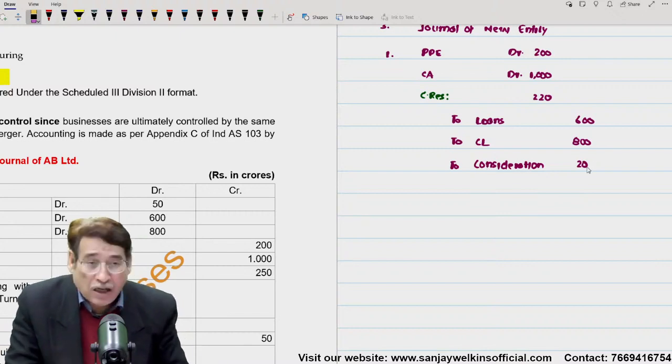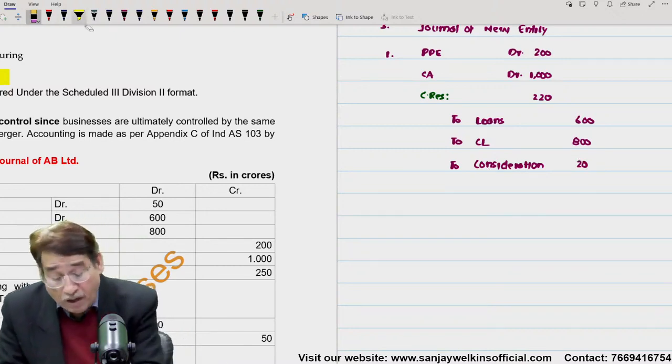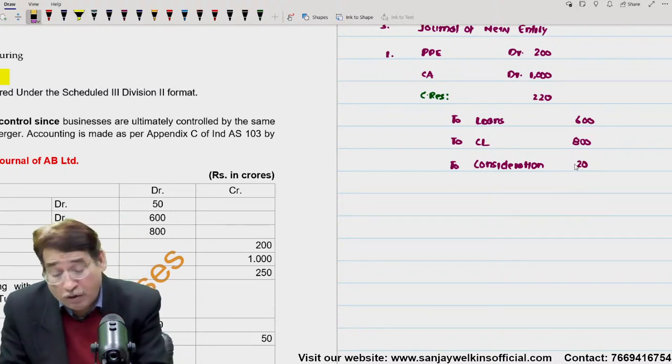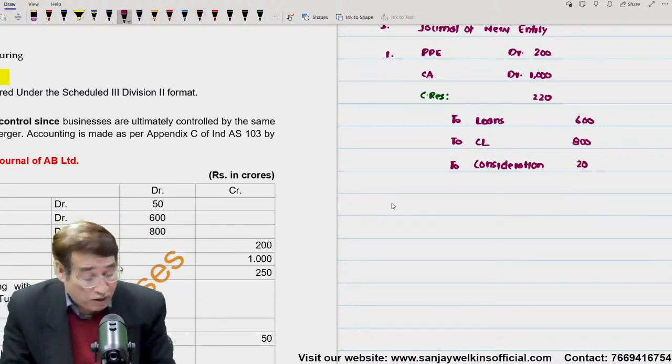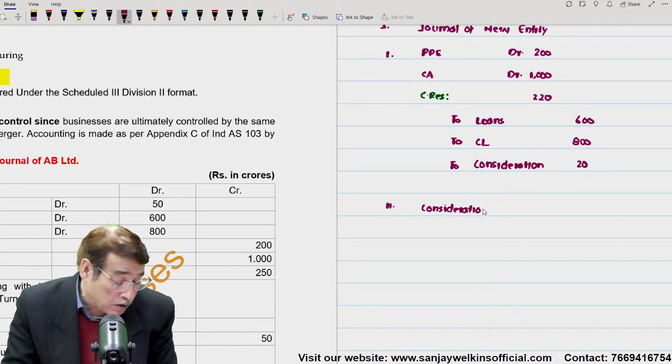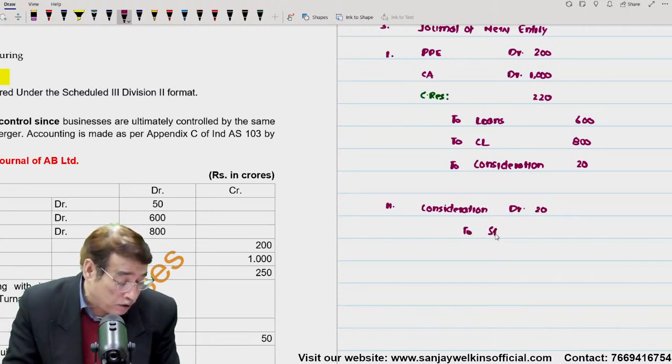But never write it at 50 lakh. Under common control, consideration will be reflected at nominal value. And now the next point is with respect to discharge of consideration. So you will write here consideration. Because you have shown the consideration at 20 lakh, now you will write here consideration 20 lakh and you will write here to share capital. You will write here to share capital, that is equal to 20 lakh.